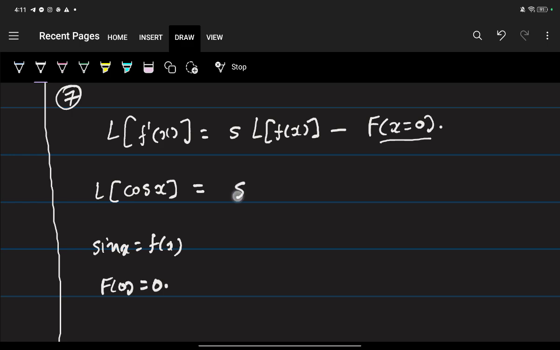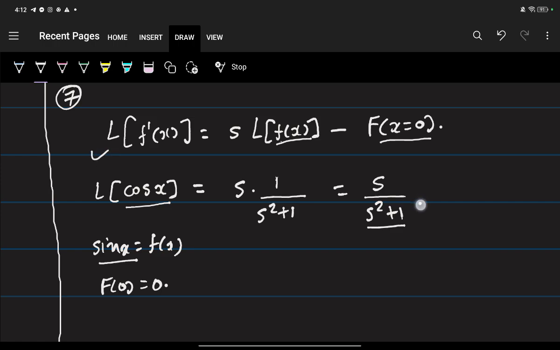And we know that the Laplace transformation of f of x, that means sin x, is simply 1 by s square plus 1. So as you can see, we already know the Laplace transformation of cos x, that is s by s square plus 1. But by this derivative method, we end up with this answer, right?